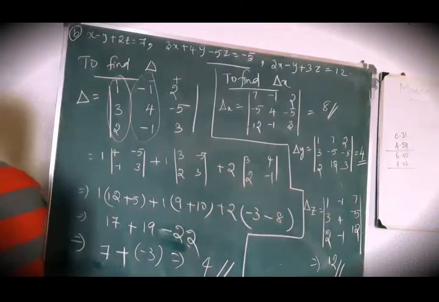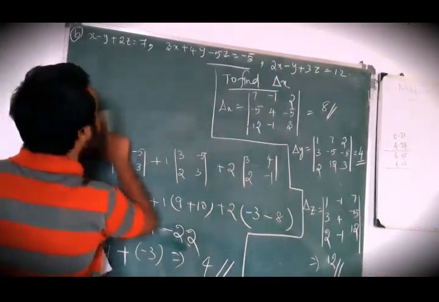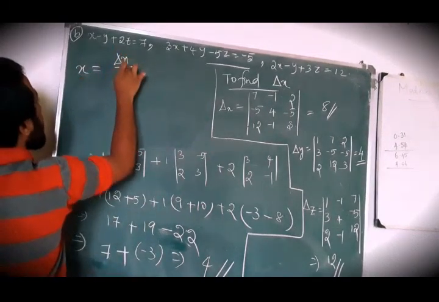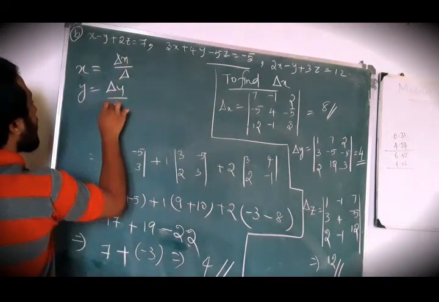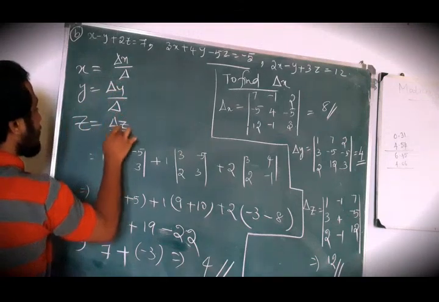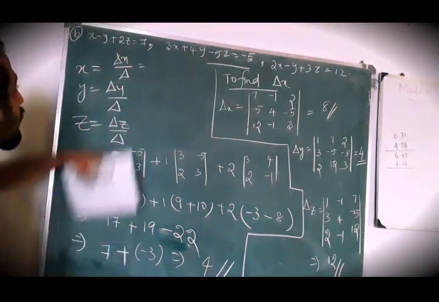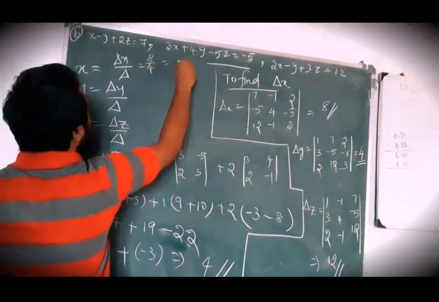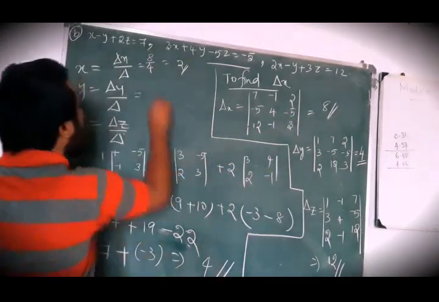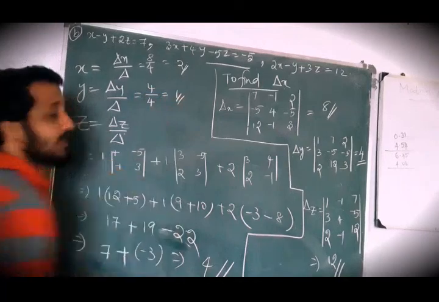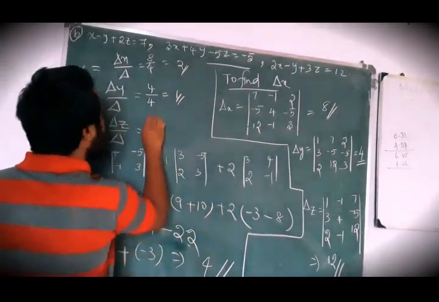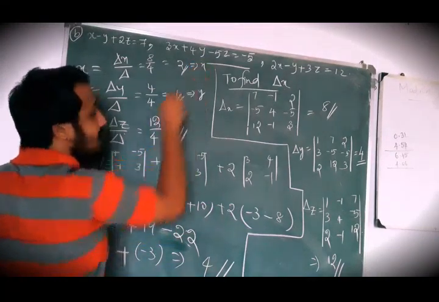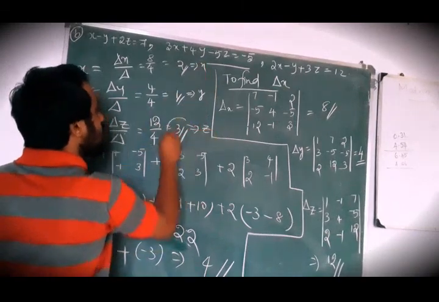Now to find x, y, z, Cramer's rule says x is equal to delta x by delta, y is equal to delta y by delta, and z is equal to delta z by delta. How to find delta x? Delta x you have already answered, 8 by 4. So 8 by 4 is nothing but 2, and delta y is nothing but 4. The delta value is again 4, so 4 by 4 is nothing but 1. Now delta z is nothing but 12, and 12 by 4 is 3. So the value of x is equal to 2, the value of y is equal to 1, and the value of z is equal to 3.